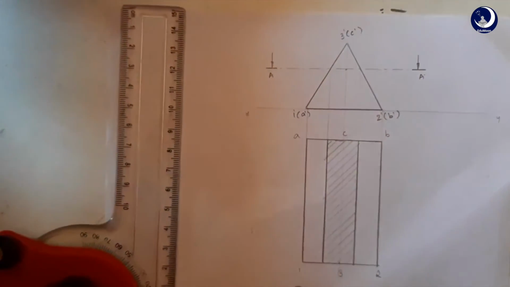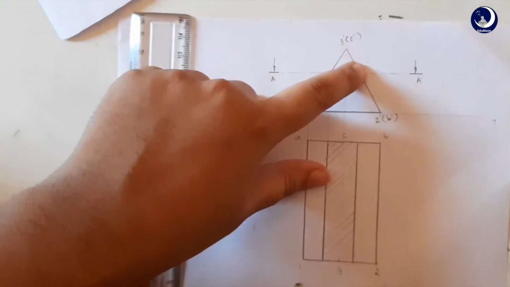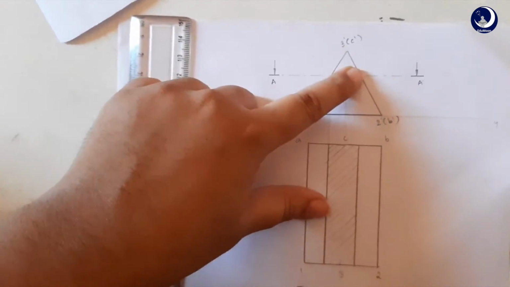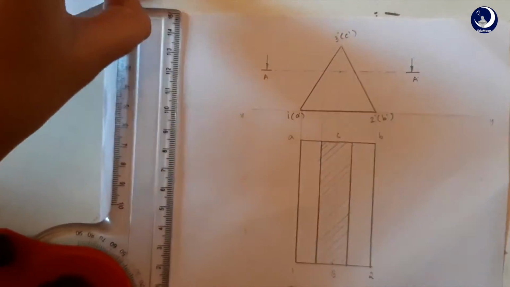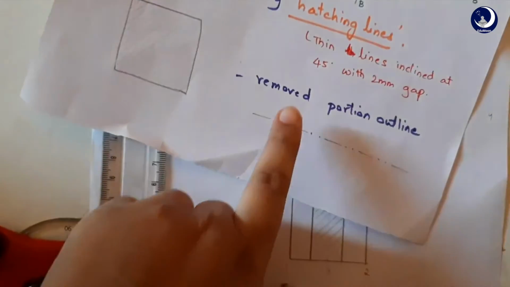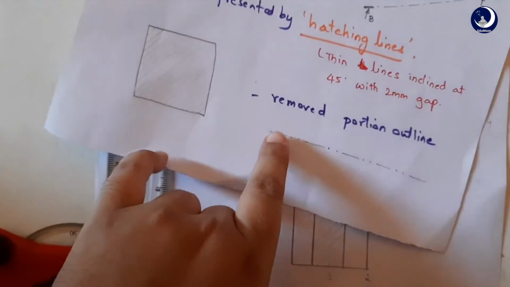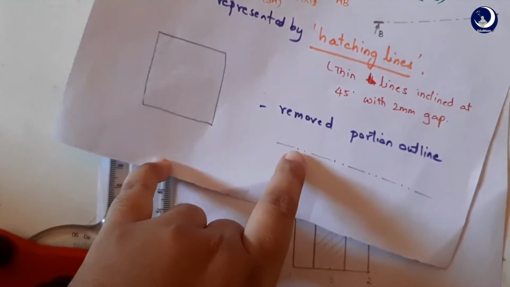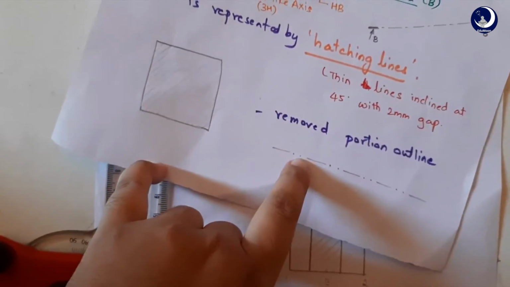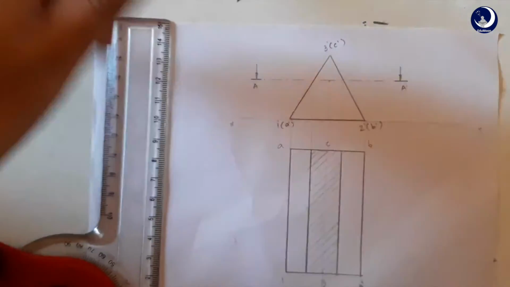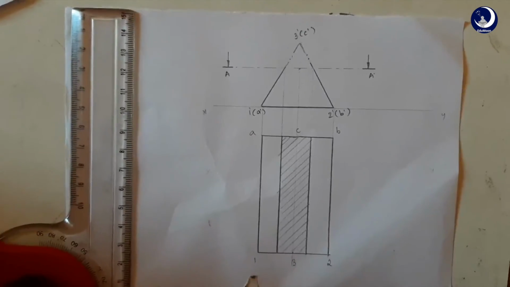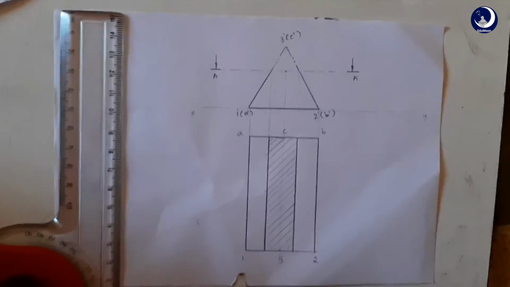One more thing is left. We have removed this portion, so these object lines here shouldn't exist. Instead, as discussed earlier, the removed portion is represented using a chain line, similar to the axis line. Instead of the 2 mm line, we use dots. So let's do that. Like this.